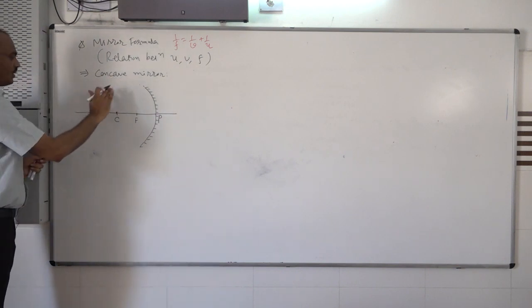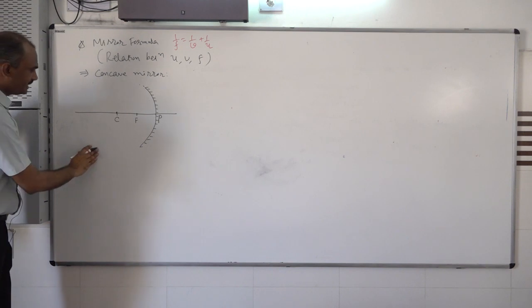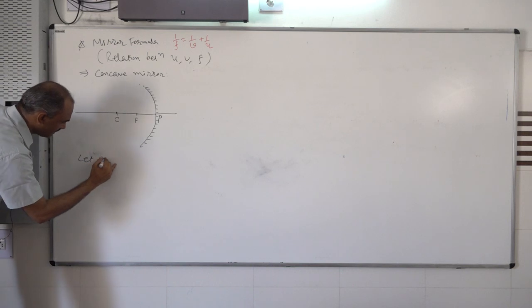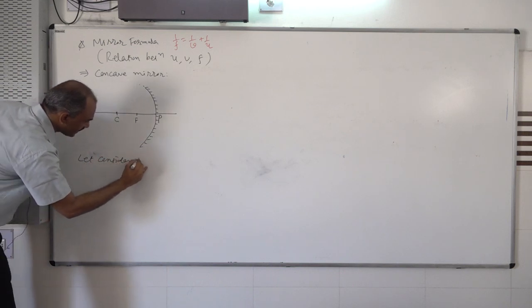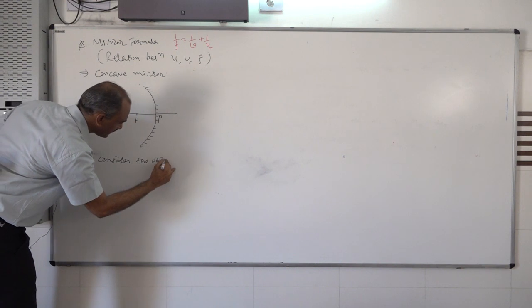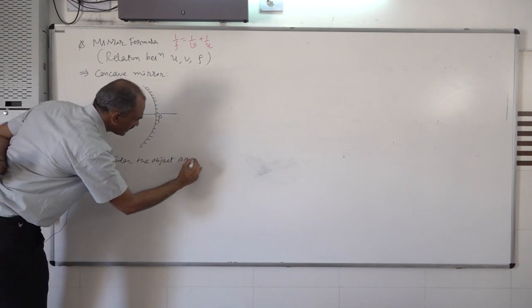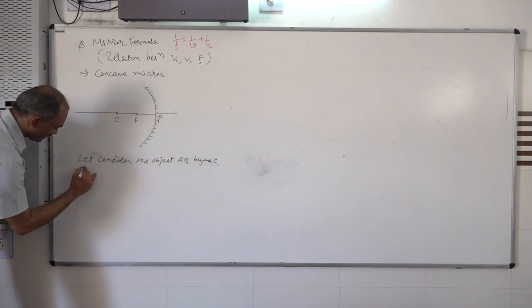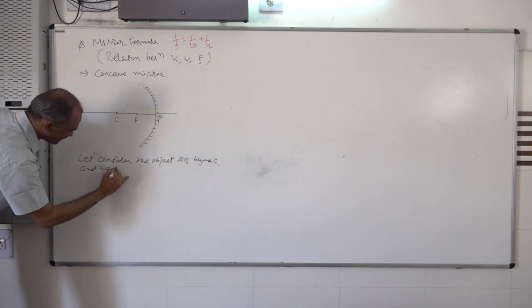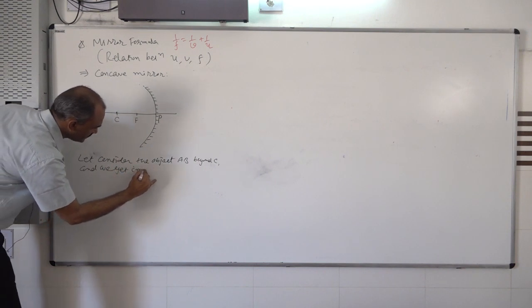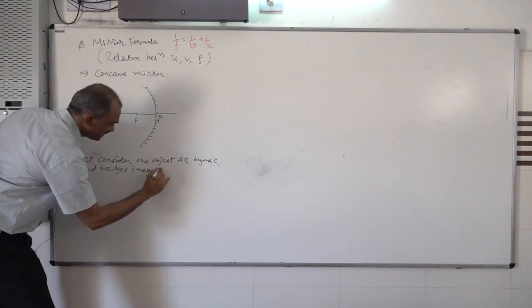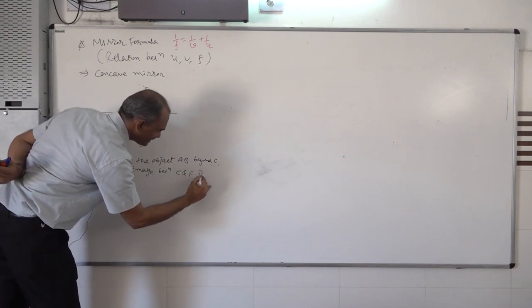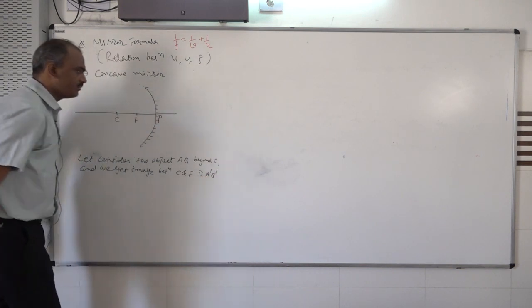Now for this case, let us consider the object AB beyond C, and we get the image between C and F, which is A dash B dash.